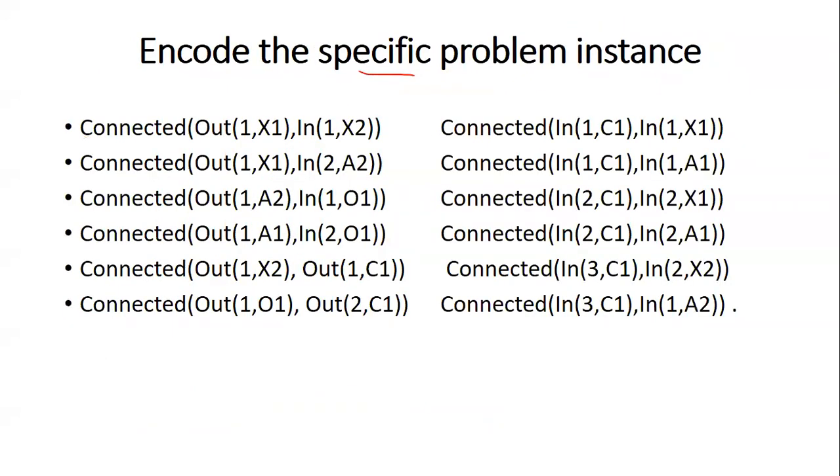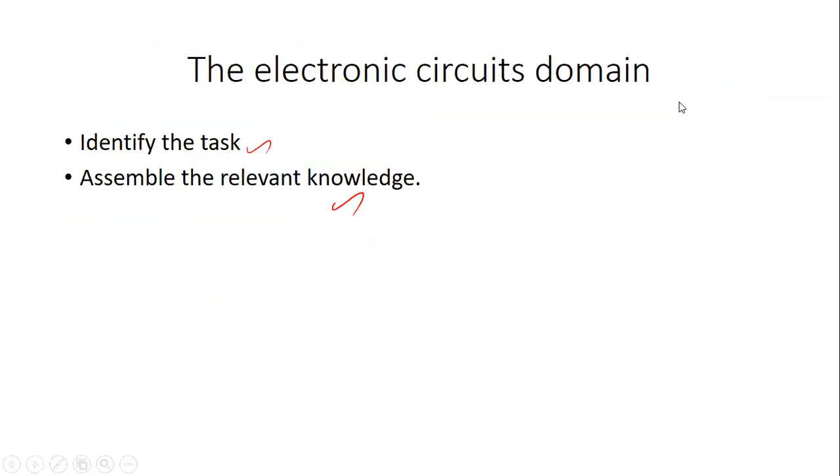Let us see. So what we are saying here, connected of, see this statement, connected of in of 1 comma C1, which means that the first input of C1 is nothing but the first input of X1. So the first input of C1 is connected to the first input of X1, right? That's what this statement says. Okay, connected of in of 1 comma C1 comma in of 1 comma X1. So why are we doing it like this?